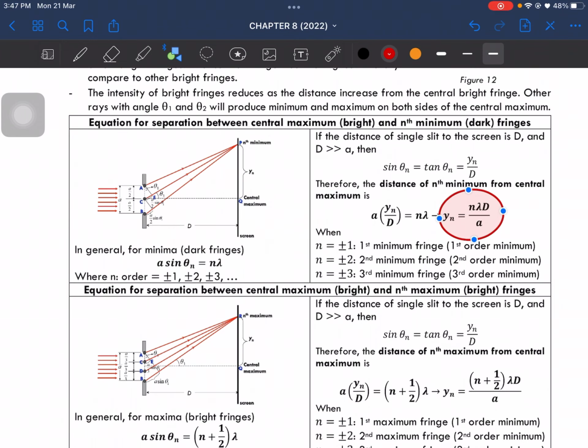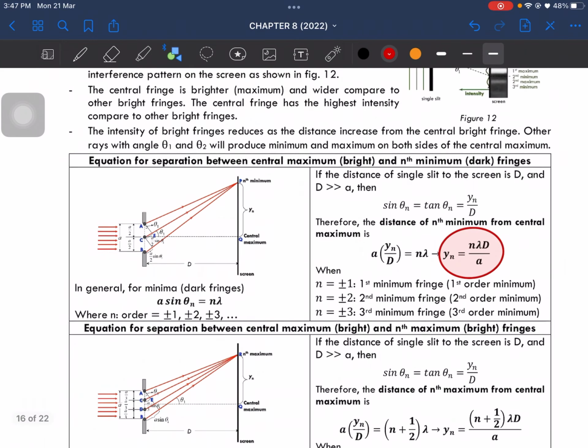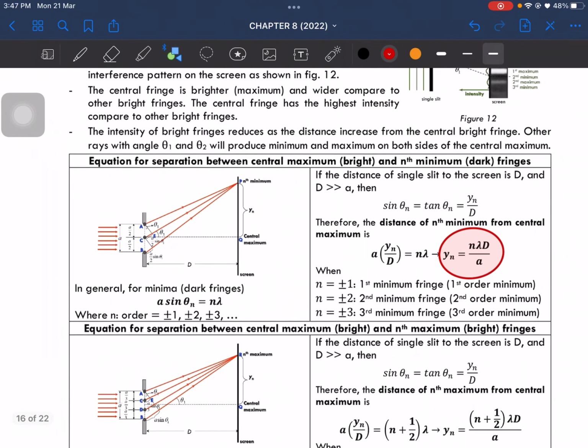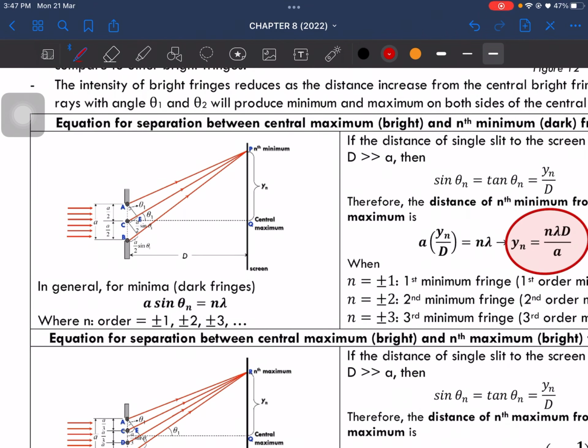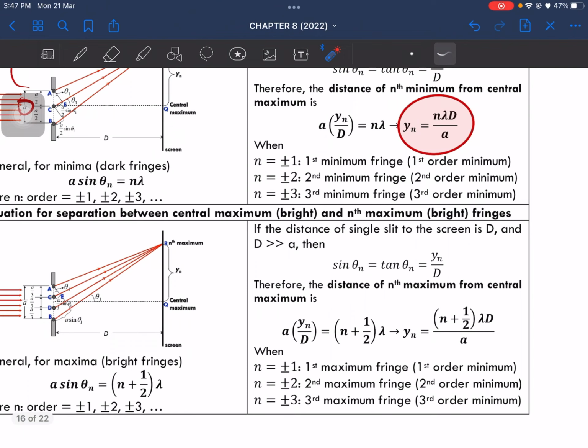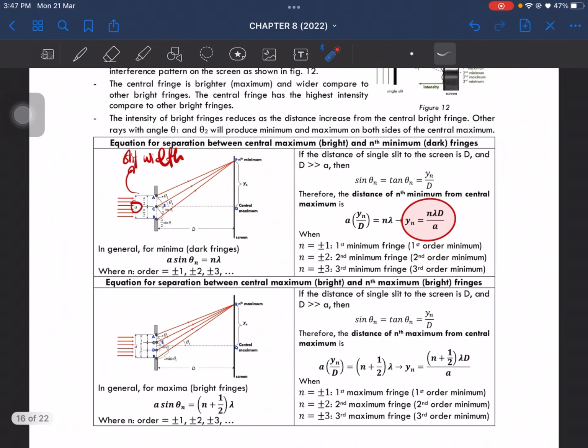So a is the slit width. So a here is the width of the slit. Okay, all right. Now what else? So that is the equation. Let me just double check. First, second, third. Yes, first, second, third minimum.